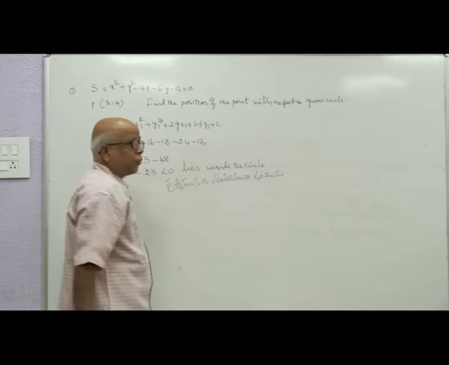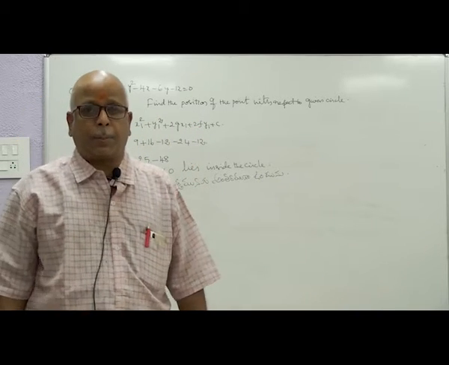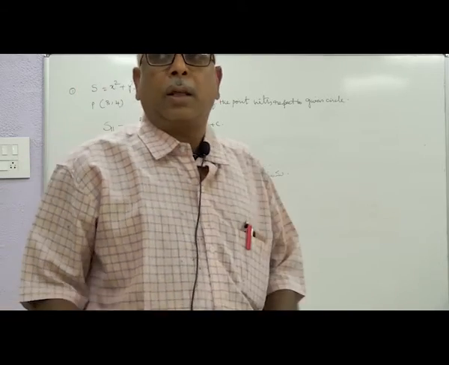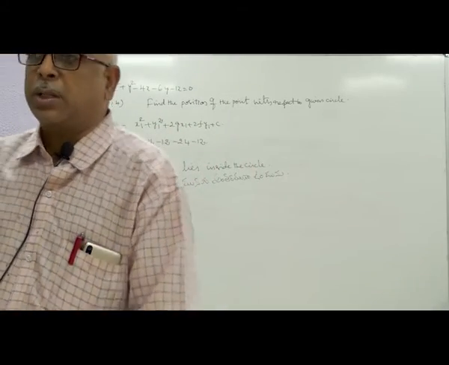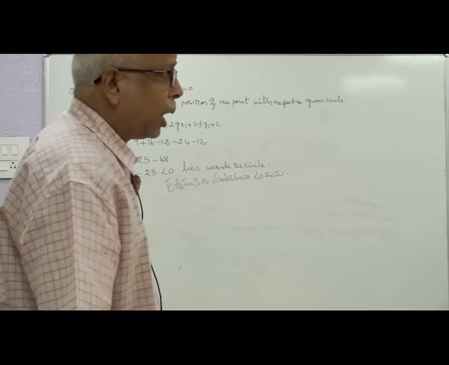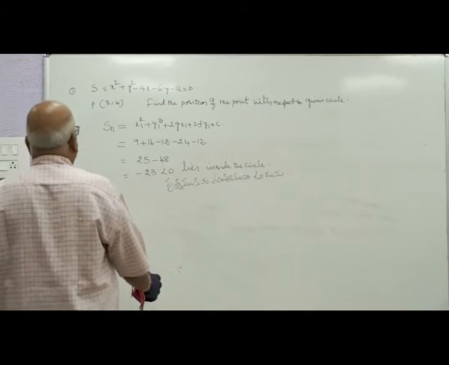So to find out the position of the point, directly substitute the point in the circle equation. If it is positive, lies outside the circle. If it is negative, lies inside the circle. If it is equal to 0, lies on the circle.